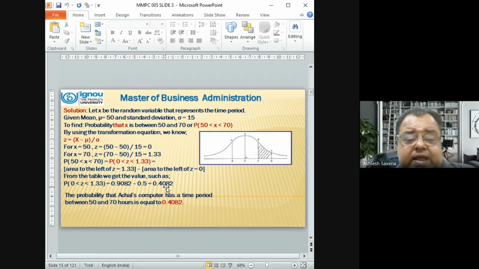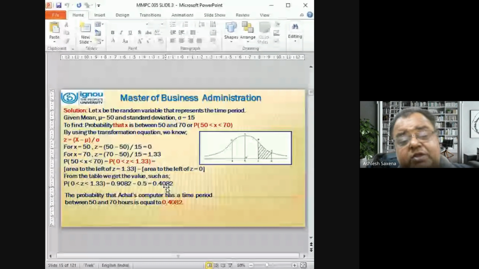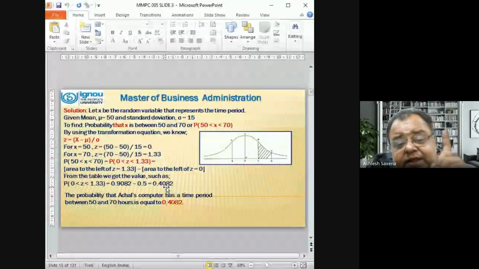The probability that Achal's computer has a time period between 50 and 70 hours is 0.4082. And if the same question is asked in terms of percentage, what is the percentage that Achal's computer battery will last between 50 and 70 hours, you evaluate the same thing, but in the last line you multiply it by 100. That means it comes out to be approximately 41%, because your answer will be 40.82. From where did you find 0.9082? That will be given to you. That is the value for z is equal to 1.33. That will be given to you. You have to remember that for z is equal to 0, it is 0.5.